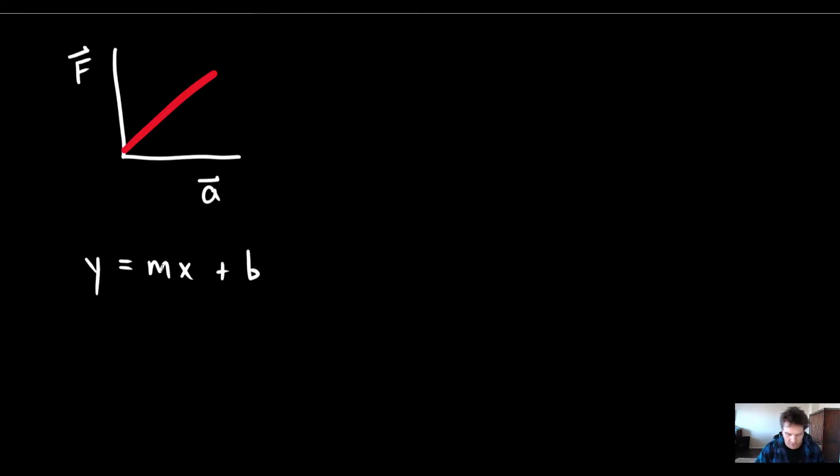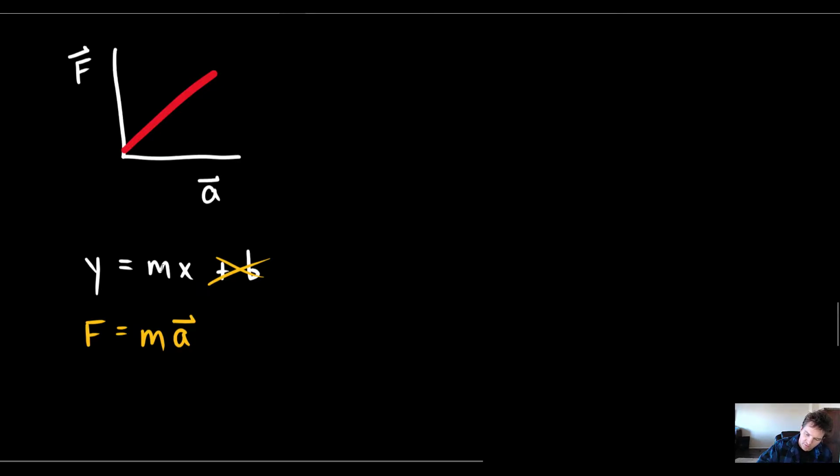And so think about it. If I say force equals whatever the slope is times the x-axis, which is acceleration, and then plus b, but b is 0, so we don't need to worry about it. So the y-axis here is net force. Good. The x-axis is acceleration. We're good there.